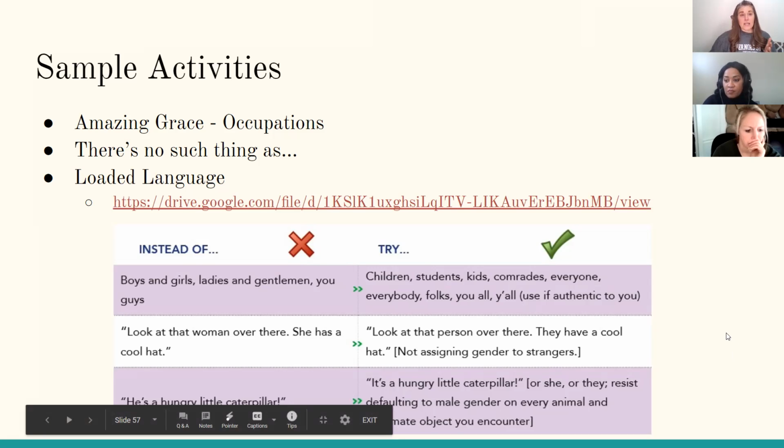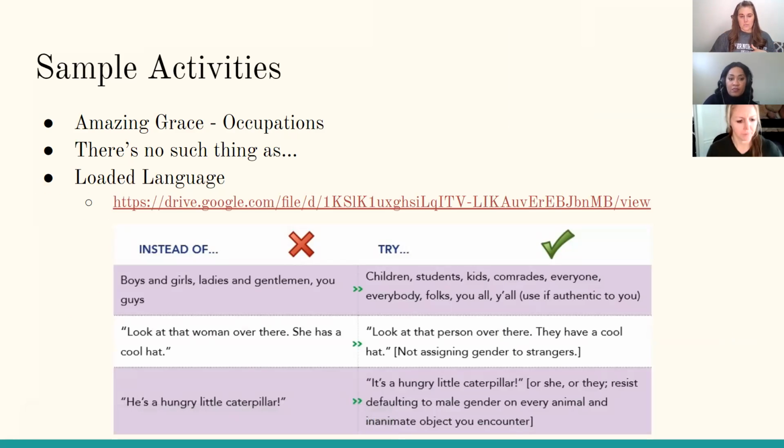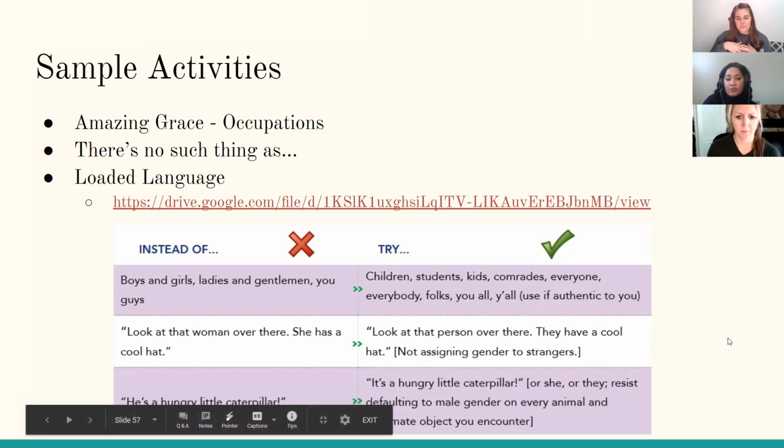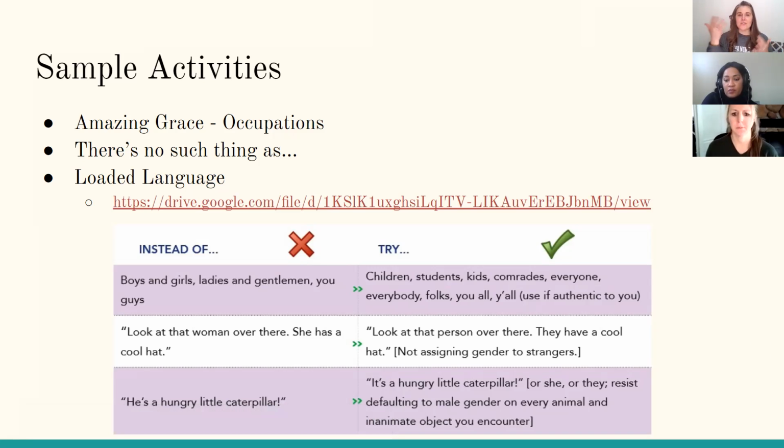Okay, and then the loaded language. This is just a nice document that shares some commonly used phrases that reinscribe this binary of gender, and it offers some alternative phrases to use. So, instead of saying boys and girls, ladies and gentlemen, you guys, change it to things like children, students, kids, comrades, scholars, scientists, everybody, y'all. Really thinking about that when we address our students. We get in these habits of boys and girls, ladies and gentlemen, but we're reinstating those binary genders. Think like the other example, look at that woman over there. She has a cool hat. Well, just look at the person.